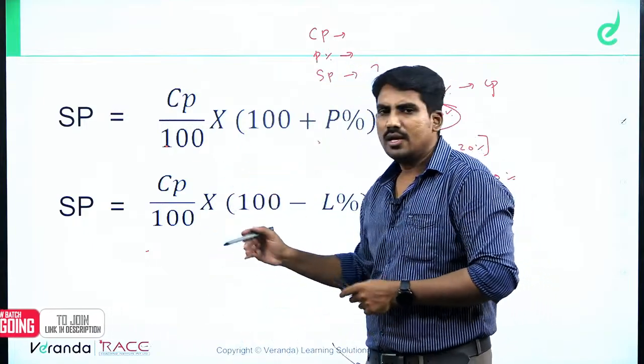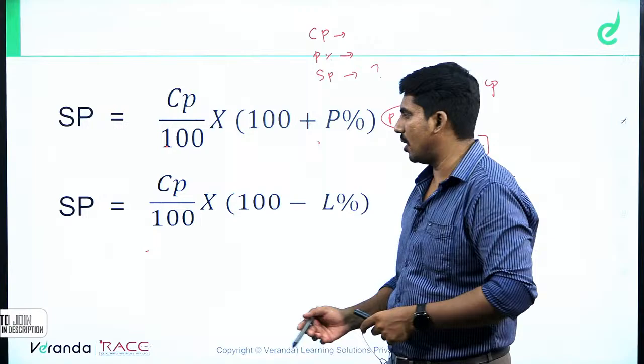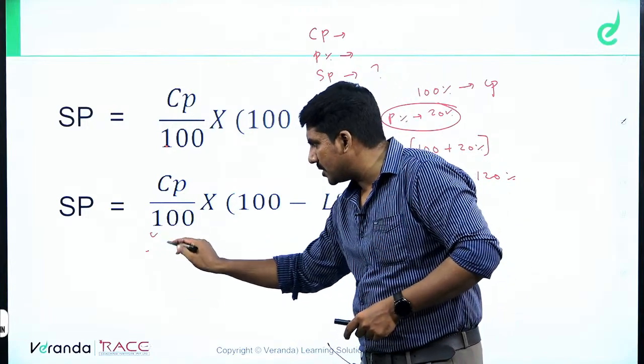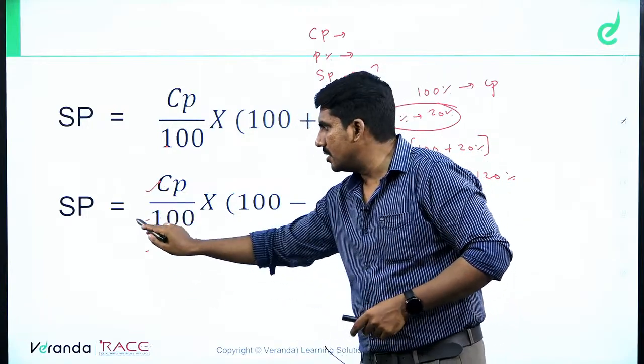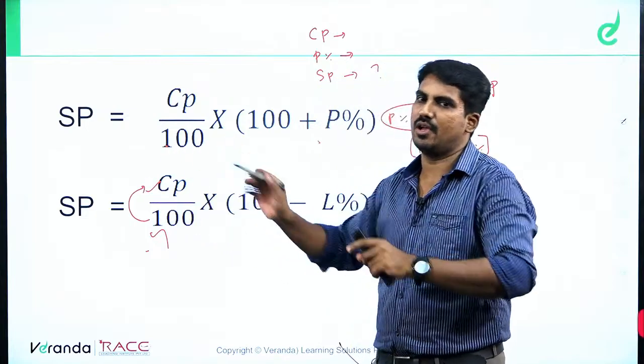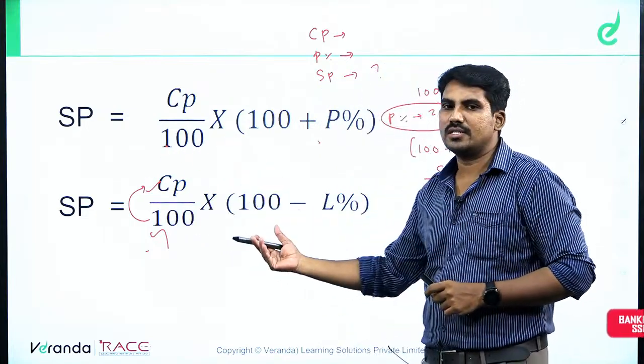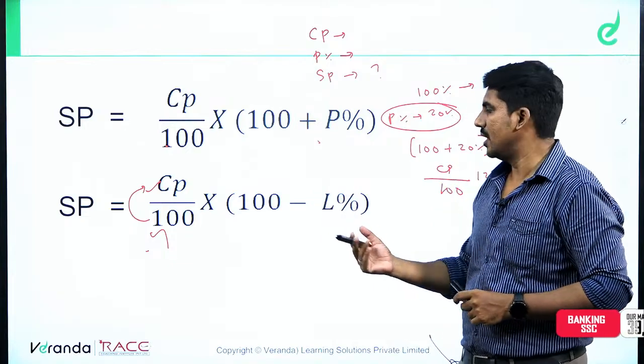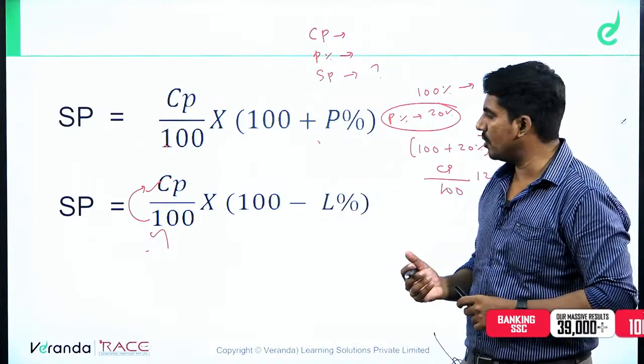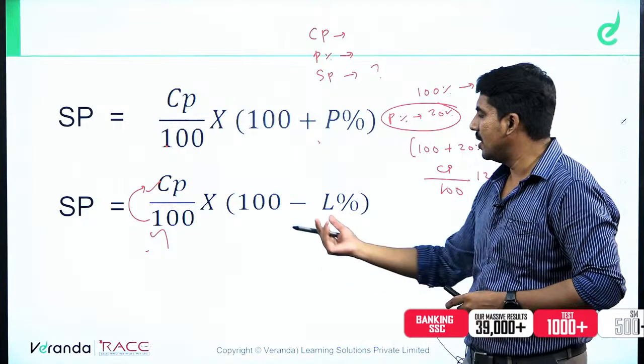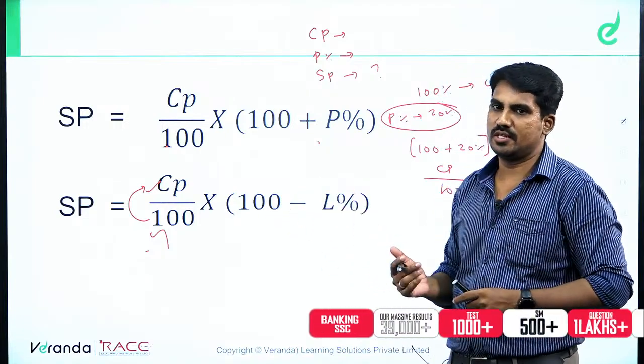Now listen, in case loss is given, how can we solve? 100% is always CP. This 100% is cost price, right? What is 100 minus loss percentage? 10% given, therefore 10% loss given. How can we solve? 100 minus loss percentage, right?